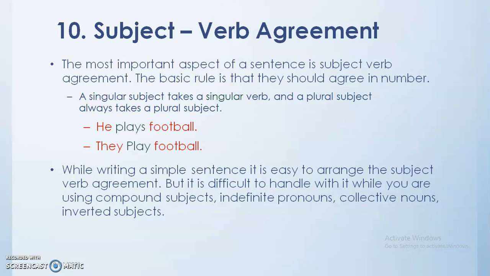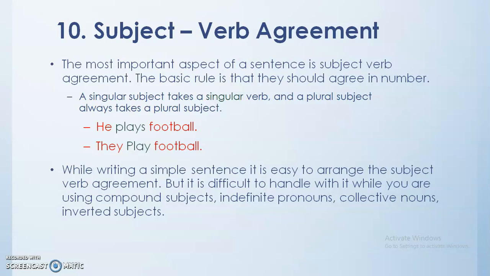So they play football. Similarly, if we are using a subject like we or you, the sentence will be: we play football or you play football. If you are using she, another singular subject, the sentence will be: she plays football. So a singular subject takes a singular verb and a plural subject always takes a plural verb. That's known as subject verb agreement.